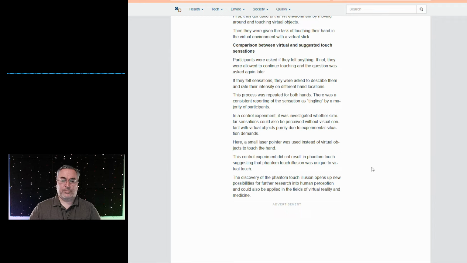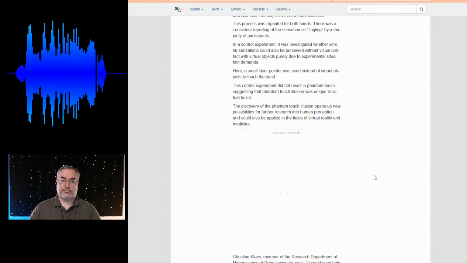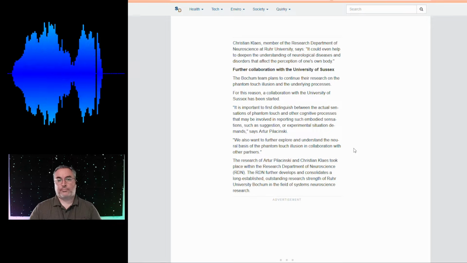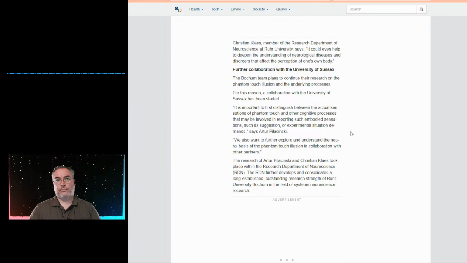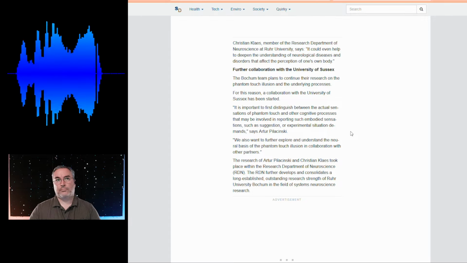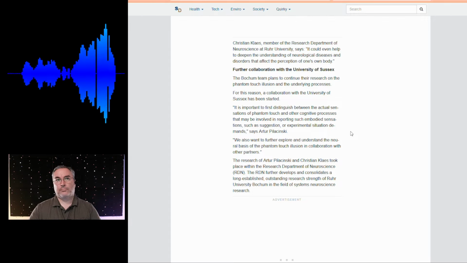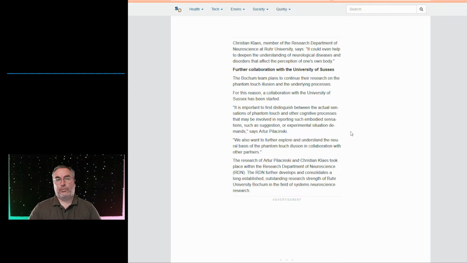So yeah, this is really interesting. Here, a small laser pointer was used instead of a virtual object to touch the hand. This control experiment did not result in phantom touch, suggesting that the phantom touch illusion was unique to virtual touch. So that means that if there were other ways to think this was happening, like if, I don't know, something outside of VR could still produce the same result? No.